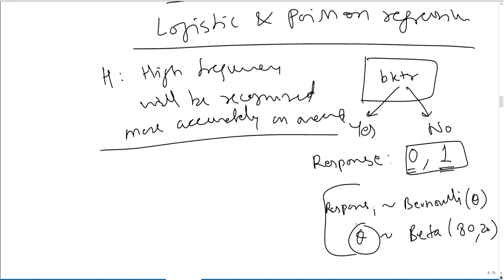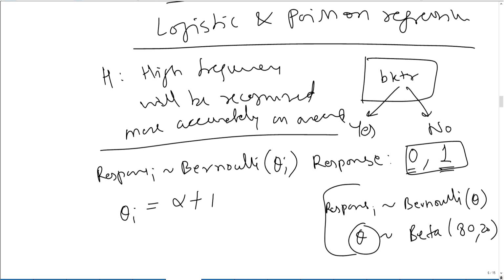Let us say theta is the parameter that indicates the underlying probability of correctly recognizing a word. This is basically the accuracy of recognizing a word. What we are saying is that on average this accuracy increases as the frequency of the word increases. We can do this using a regression model. Let us say the response for the ith word comes from Bernoulli theta i, where theta i is the accuracy for the ith word, and theta i is a function of frequency itself. Let us say theta i equals alpha plus beta into frequency i.